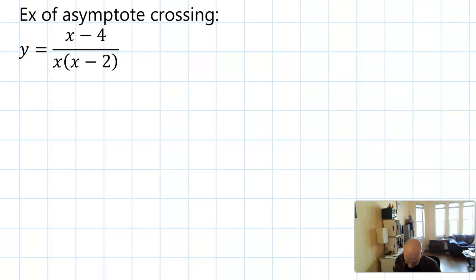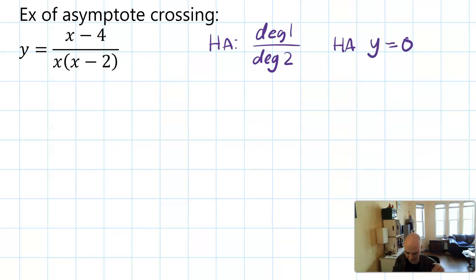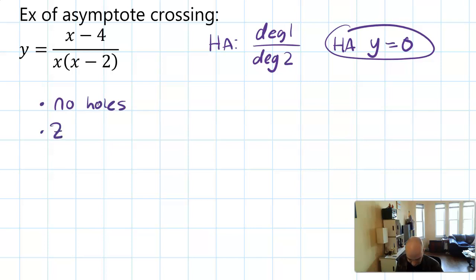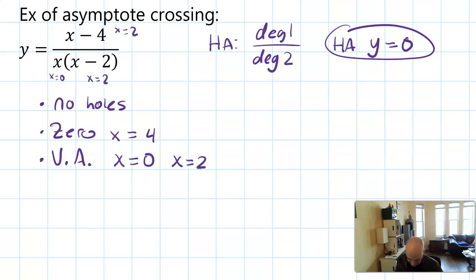So first, we can look at what the horizontal asymptote is. The horizontal asymptote is based on the degrees. We have a degree 1 over a degree 2 polynomial. So the horizontal asymptote from the test on the previous page has to be y equals 0. It's bottom heavy. We have no holes because no terms canceled. We have a 0 at x equals 4 from the numerator. And we have 2 vertical asymptotes, one at x equals 0 from the x term, and one at x equals 2 from the x minus 2 term.